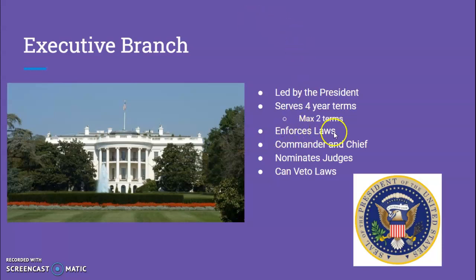The president is responsible for enforcing laws. He's the commander-in-chief. He gives the orders when it comes to attacks and when troops go. He nominates judges, which he's going to have to do here soon. Supreme Court Justice Ruth Bader Ginsburg just passed away over the weekend, and Donald Trump will be responsible for nominating a Supreme Court judge. Whether or not that judge gets confirmed before the election is yet to be seen.